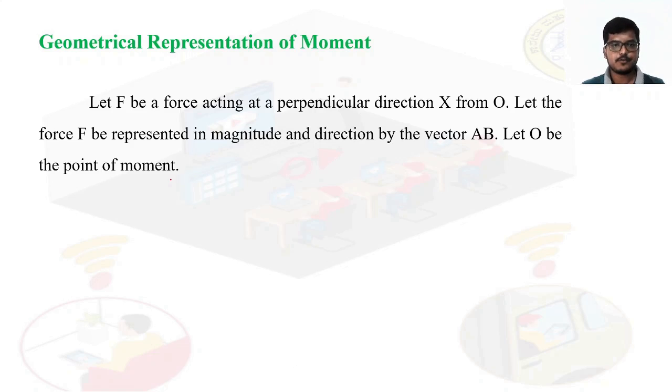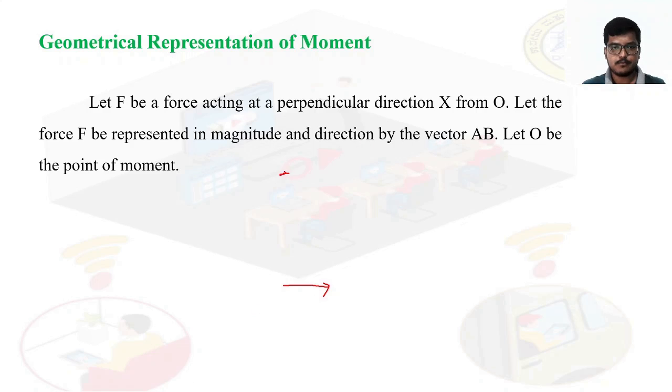Now we will see the geometric representation of a moment. Let F be the force acting at a perpendicular distance x from O. Let the force F be represented in magnitude and direction by the vector AB. Let O be the point of moment. How will we represent a moment with the help of geometry? Let a force F be there, represented in both magnitude and direction by the vector AB.